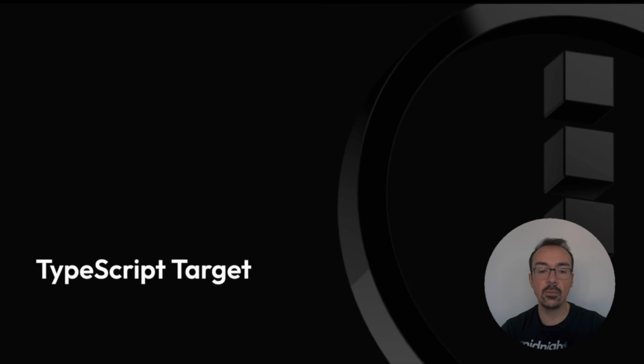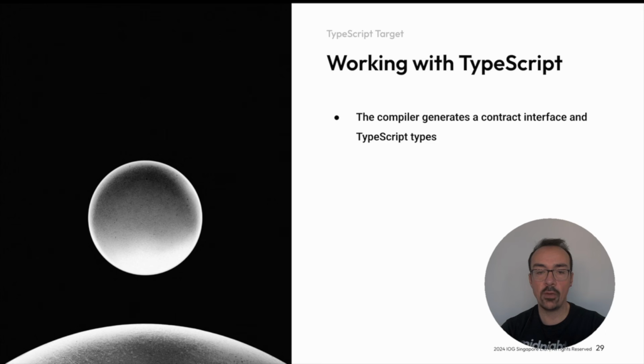So now let's talk a little bit about the TypeScript target. After you write your smart contract, you're going to get some TypeScript code and some JavaScript code, and that's the one that you're going to use in your application to interact with your smart contract. After you compile the contract with the Compact compiler, you are going to get different sort of data, and among them you're going to get a contract interface that you are going to use to interact with the contract, and also some types that represent the types that are used in the contract.